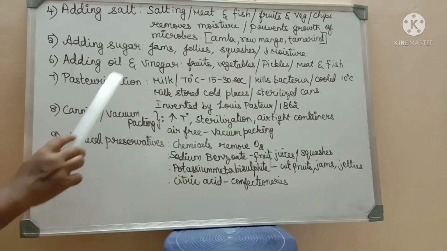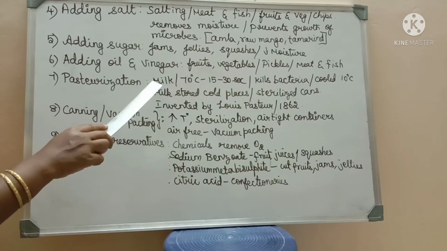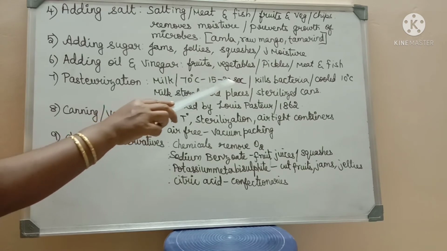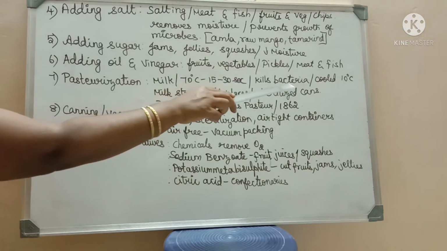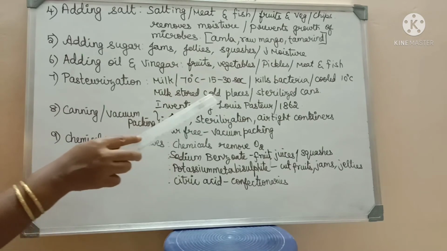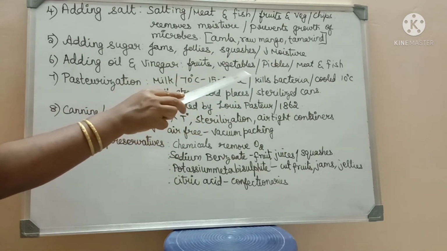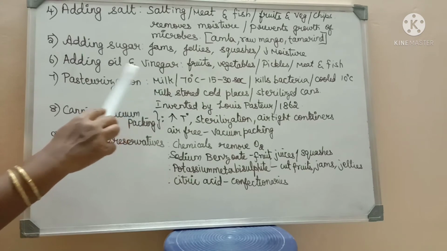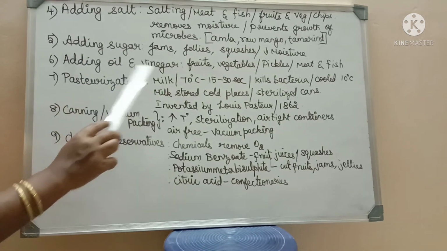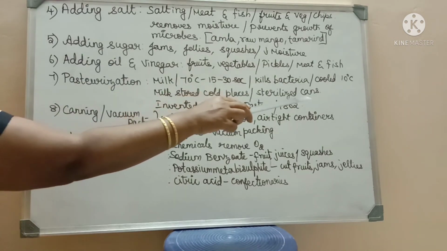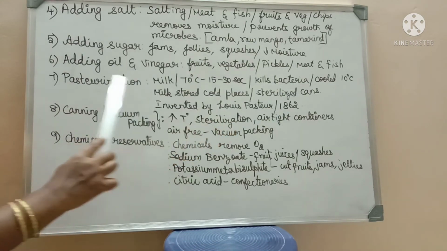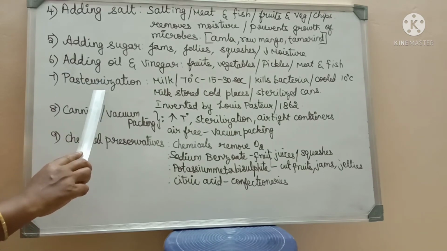Next is pasteurization, where milk is preserved by pasteurizing. That is, milk is heated to a temperature of 70 degrees Celsius for 15 to 30 seconds, which kills the bacteria when the temperature is raised. Immediately it is cooled to a temperature of 10 degrees Celsius. Immediate cooling also kills the harmful microbes. As a result, the milk becomes pasteurized. The pasteurized milk is stored in cold places in sterilized cans. Since this method was invented by Louis Pasteur in the year 1862, the method is called pasteurization.